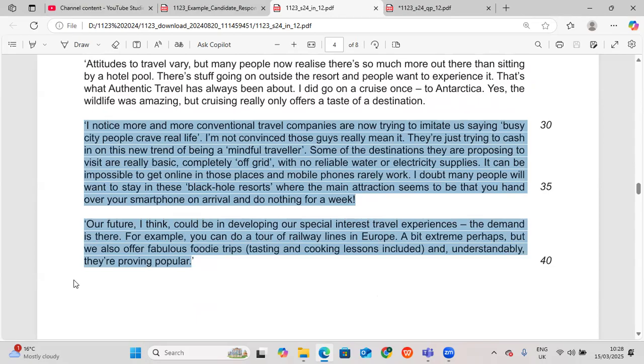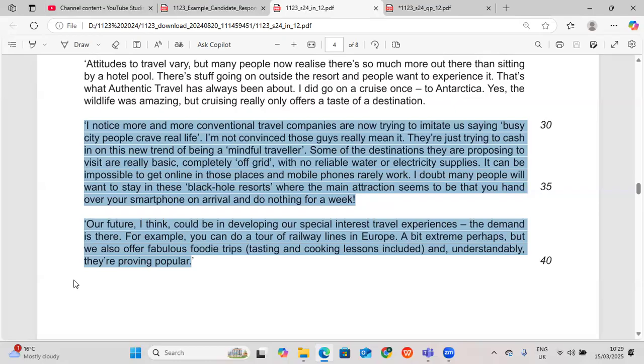I notice more and more conventional travel companies are now trying to imitate us, saying busy city people crave real life. I'm not convinced those guys really mean it. They're just trying to get in on this new trend of being a mindful traveler. Some of the destinations they're proposing to visit are short of water or electricity supplies. It can't get online in those places, and mobile phones rarely work. I doubt many people will want to stay in these resorts where the main attraction seems to be that you hand over your smartphone on arrival and do nothing for a week.